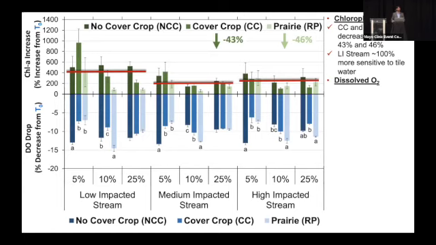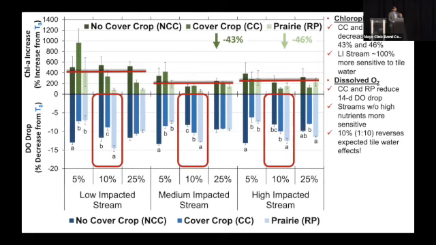When we look at the dissolved oxygen concentration, which is the bottom figures here, we see the DO drop. The first thing that we learned is that the cover crop and the restored prairie reduced the 14-day DO, or dissolved oxygen. Second, streams without high nutrients are more sensitive, as I explained previously with our chlorophyll A content. It's following the same pattern. And this 10% reverses everything. If you look at this, in all these cases, the tile water effects were expected.